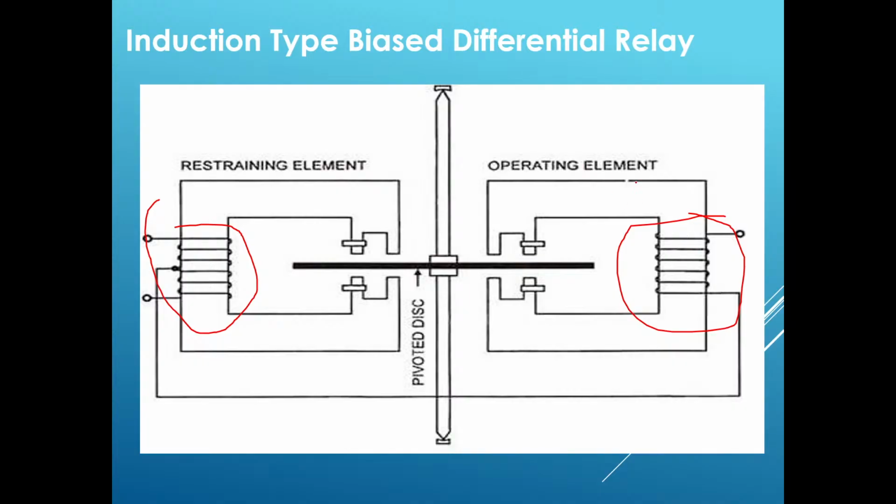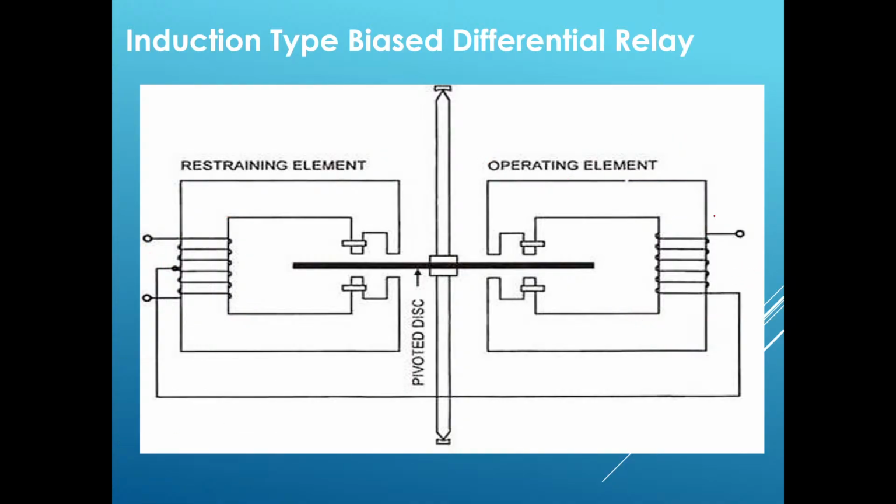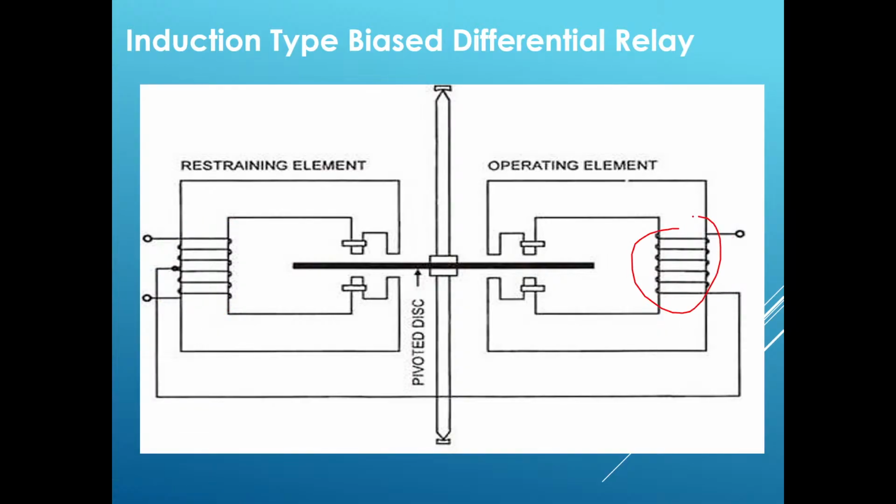Here, if you see, they have mentioned something called the operating element. So the current flowing through this coil is the differential current. And here they have mentioned the restraining element. The current flowing through this coil is the average current. So differential current will flow through this coil, and average current will flow through this coil. So we can say that this is the operating coil.